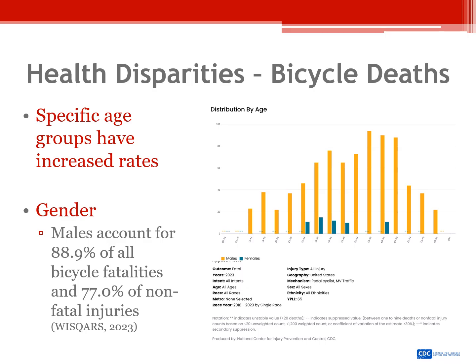You can also see a profound gender identity difference when you compare the orange bars to the green bars. Those who identify as male accounted for almost 89% of all bicycle fatalities and 77% of all non-fatal bicycle injuries.